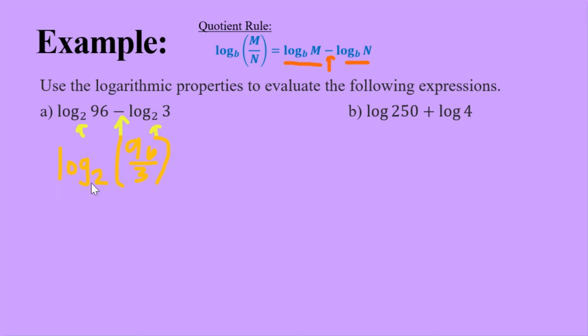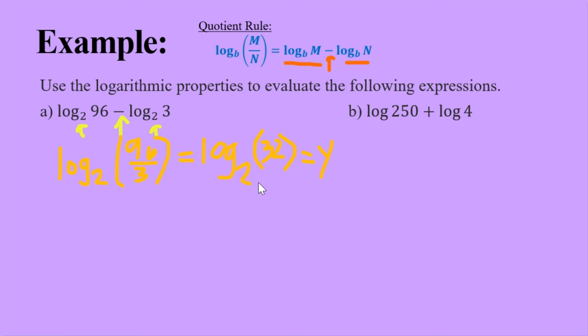So now that we have rewritten it, we have log base 2 of 96 over 3. Now let's see if we can simplify this. Let's divide out 96 over 3. And so that's just going to be equal to log base 2 of 32. So now we're going to set this equal to y so that we can evaluate this expression.